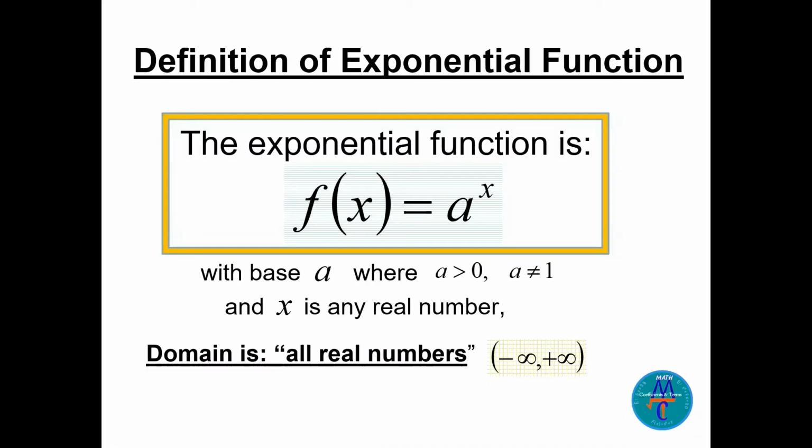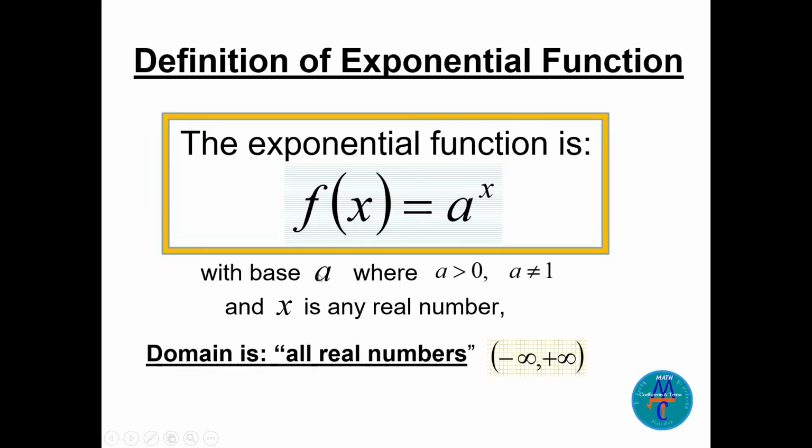Definition of exponential function. An exponential function has the form f of x equals a to the power x. a is a constant, it's a number. The conditions on a are very important. a should be greater than 0, that means positive, and a cannot be 1. x is any real number. That's why we can say the domain of the exponential function is all real numbers, from minus infinity to plus infinity.